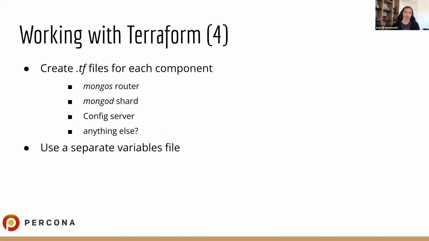One possible way to achieve this is to create separate files for each of the components, okay? Different files for the MongoS router, for each of the shards, the config server, and whatever else we need, okay? It's a good idea to keep our variables in a separate file so we can customize our deployment without altering the source code every time.